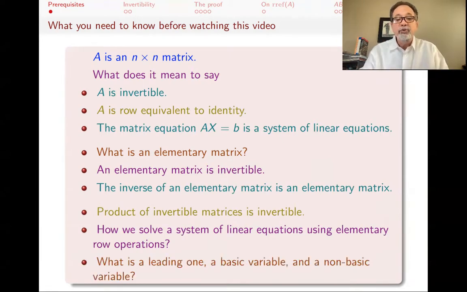Otherwise, it does. You need to know what leading ones are, and what basic variables and non-basic variables are when we solve a system of equations. Non-basic variables are the ones that have no leading one in their column, and they're the free variables. They're the ones that you can call anything you like, and then you solve the basic variables in terms of them. If you don't know what these are, then watch a previous video. Otherwise, we're ready to go.